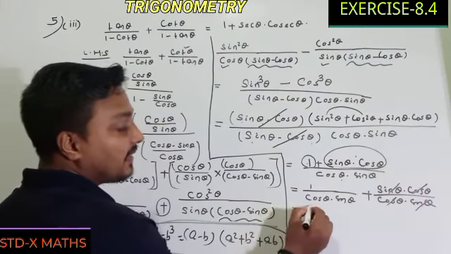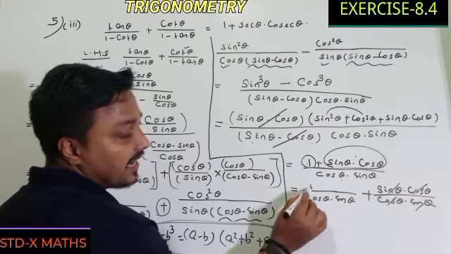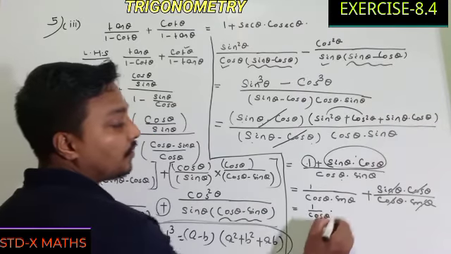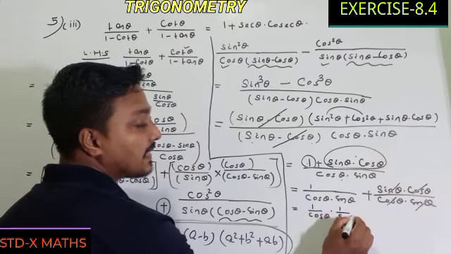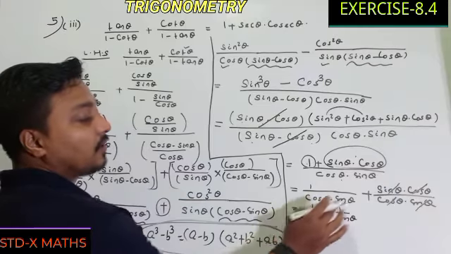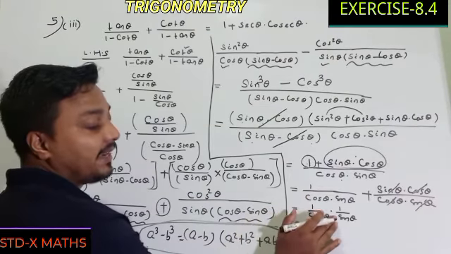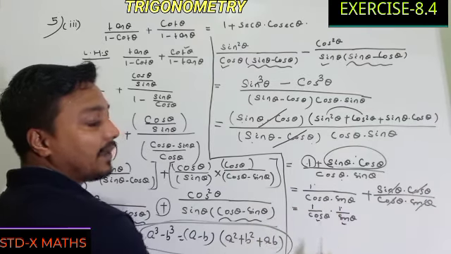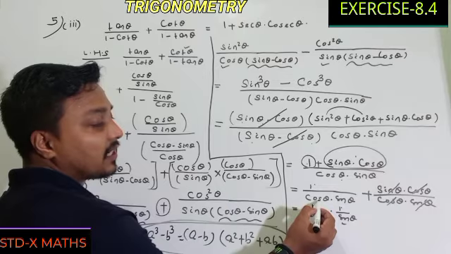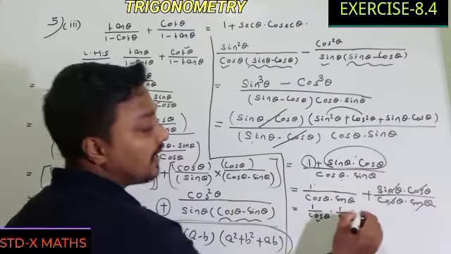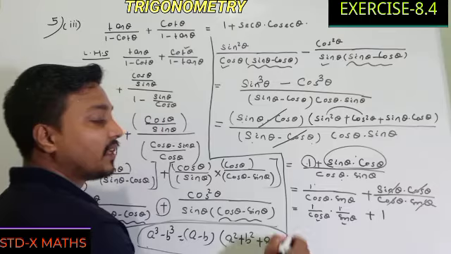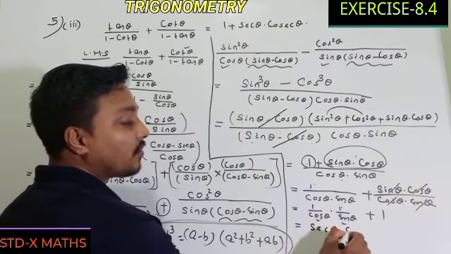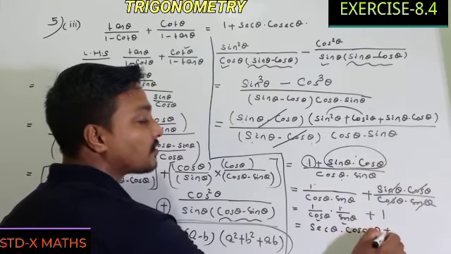Here we can do the arrangement just like this. Actually it means 1 by cos theta into 1 by sin theta. 1 by cos theta into sin theta means 1 by cos theta into 1 by sin theta. Multiplying, 1 into 1 is 1, and cos theta into sin theta stays as usual. And on the right side, 1 is our 1. 1 by cos theta is sec theta, and this is cosec theta plus 1.